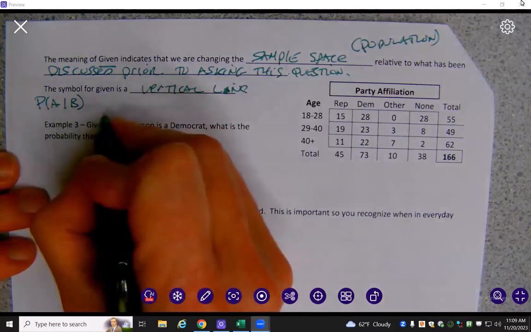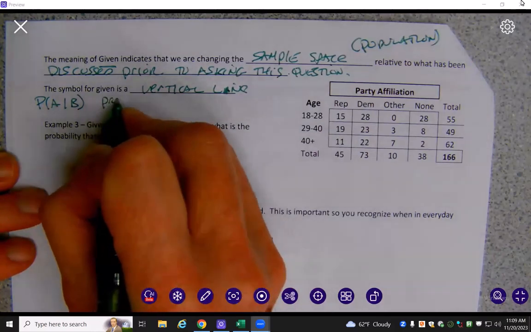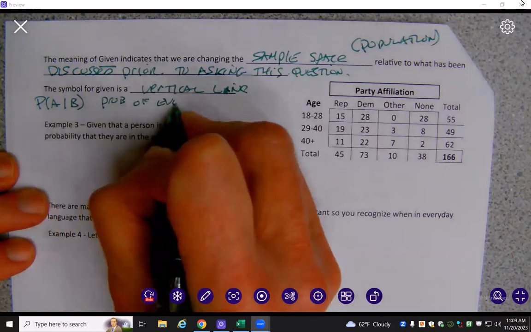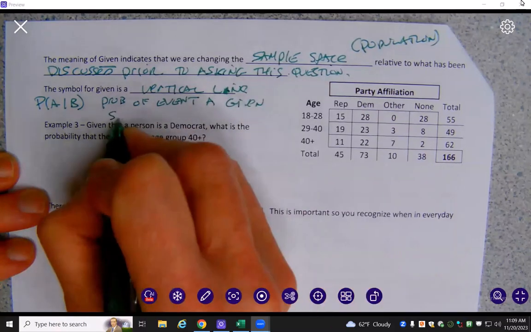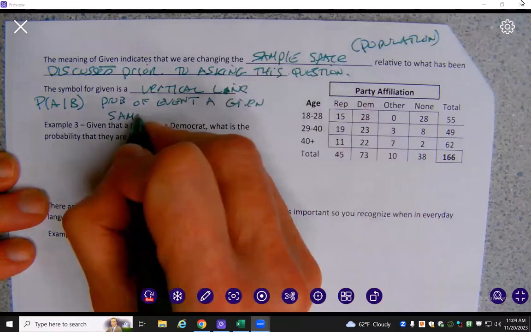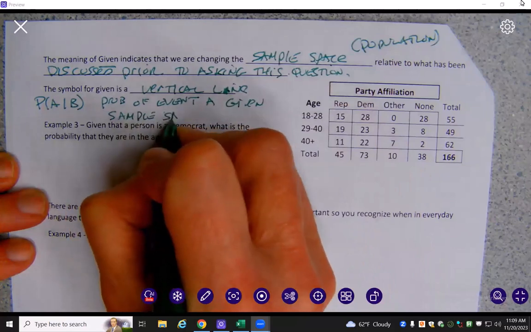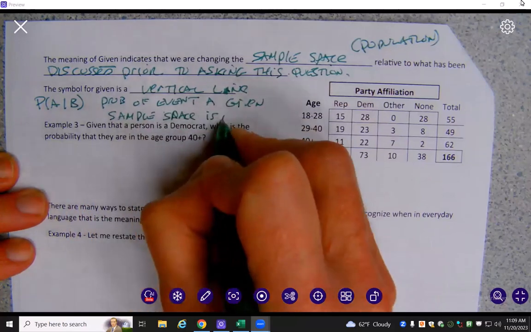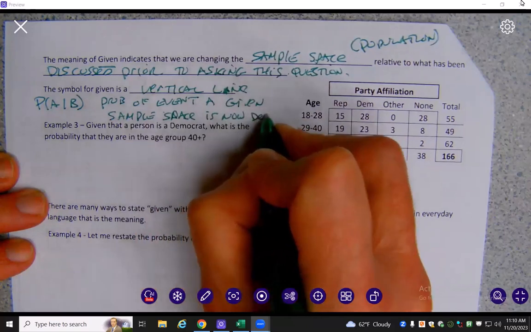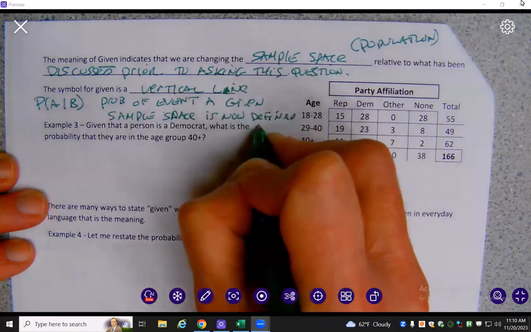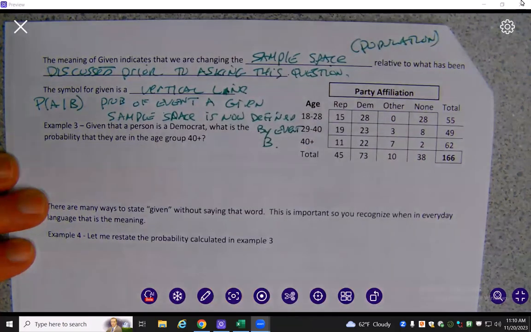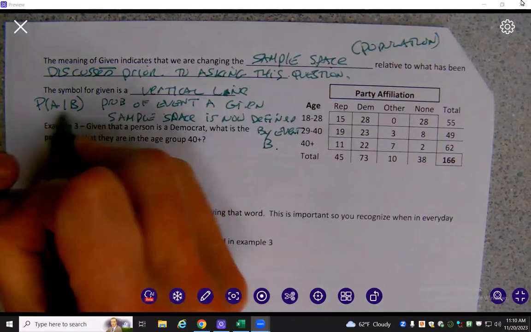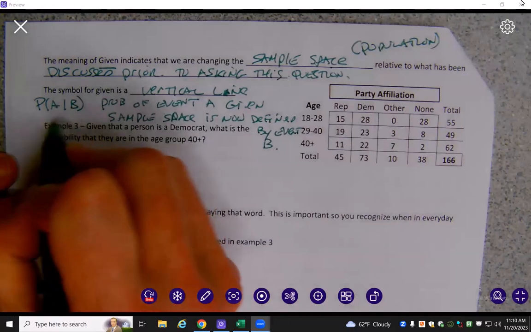So what this statement says: probability of event A, given sample space is now defined by event B. So this is a change in definition of the sample space. And the order here matters, incredibly so.